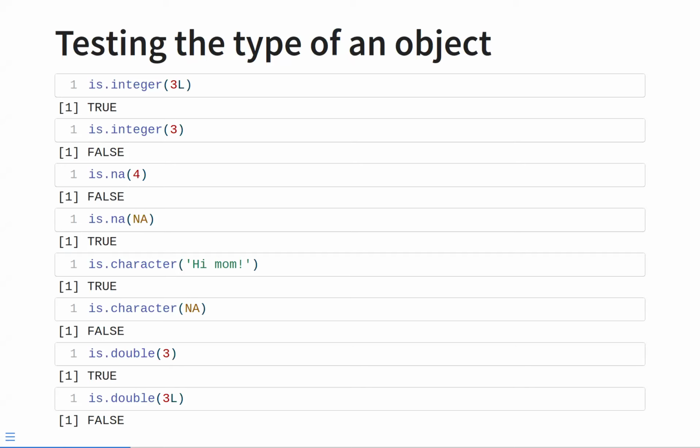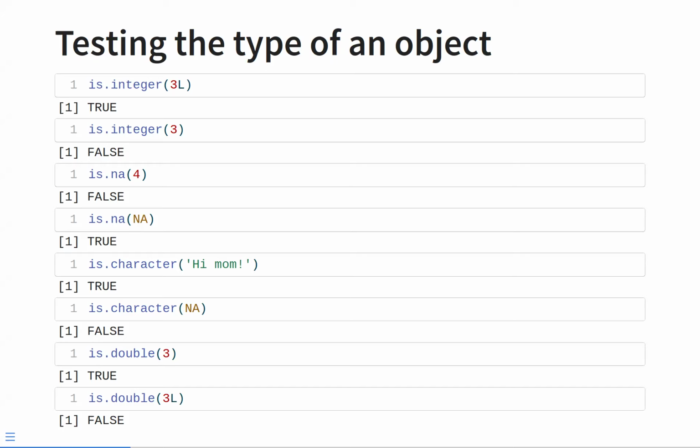So there are various ways to test the type of an object in R. I already showed you typeof, but there are some other ways that involve testing for a specific type and returning a logical value, a true or false. They are displayed on the following slide. is.integer is a way to test if something is an integer, and you can see here 2 examples of that in action. Remember, 3L is an integer, but 3 isn't.